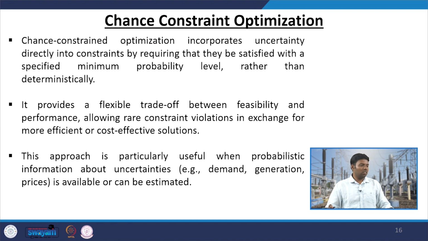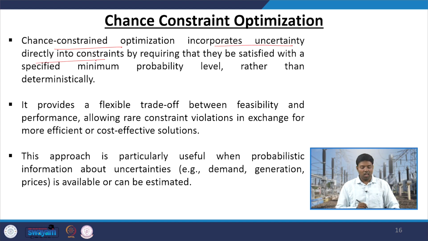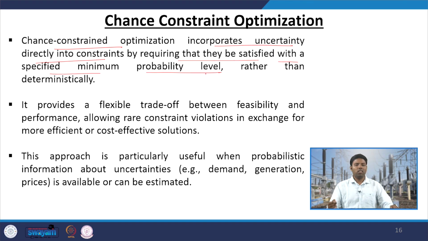Now, the last probabilistic OPF formulation we are covering is the chance constraint optimization. The chance constraint optimization incorporates uncertainty directly into constraints by requiring that they be satisfied with a specified minimum probability level rather than deterministically. Okay? That means, we will add a constraint to our problem as a probability constraint. We will see how it is done.